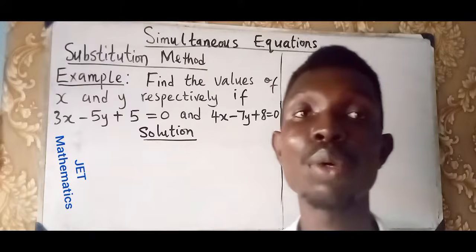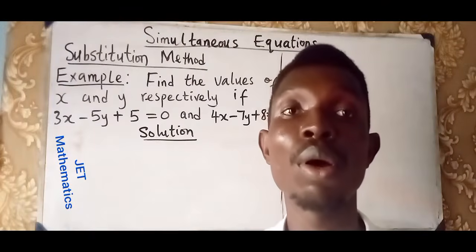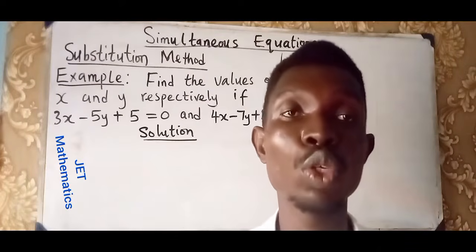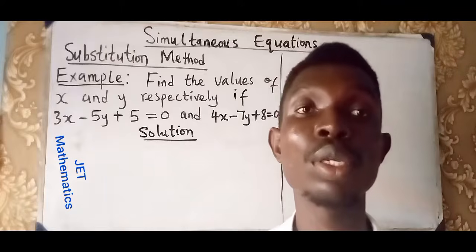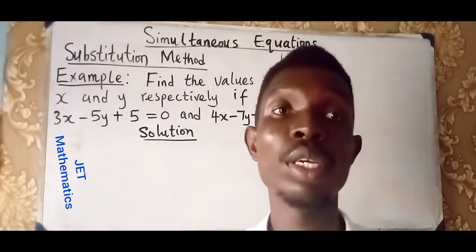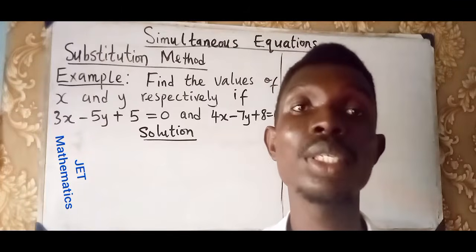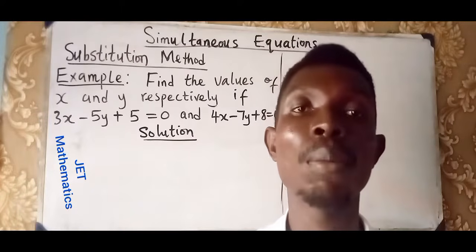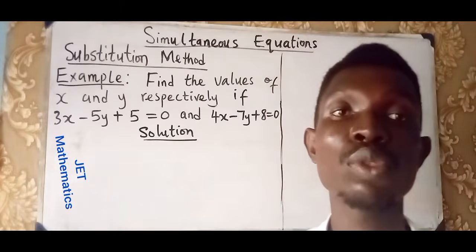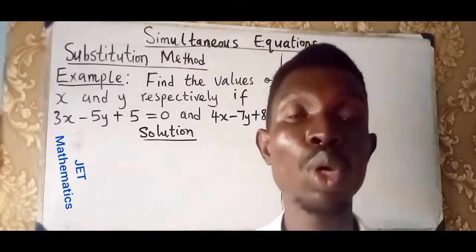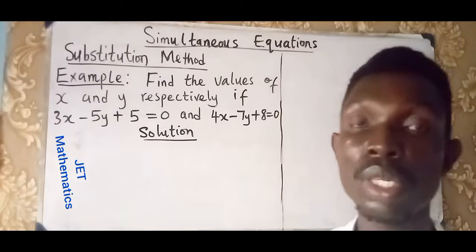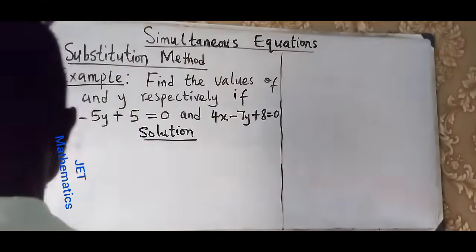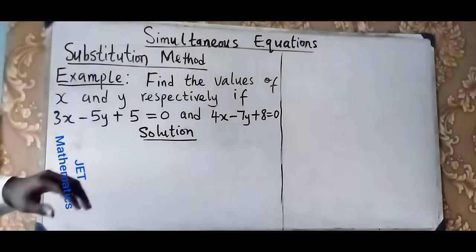In our last video, we solved a problem on simultaneous equations and we used the elimination method in solving that problem. In today's video, we'll be using the substitution method in solving the same problem. It involves two linear equations with two unknowns. So let's go straight and solve the problem using the substitution method.